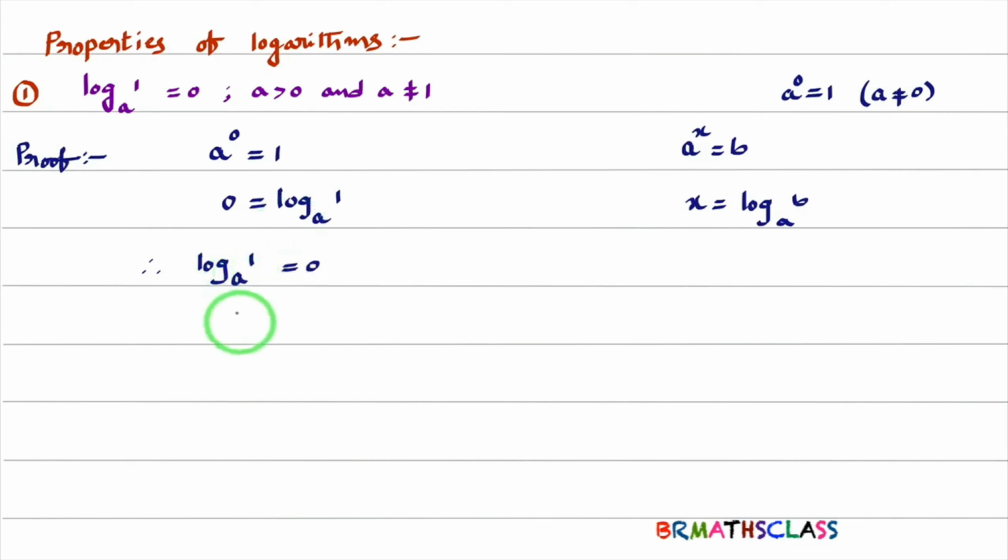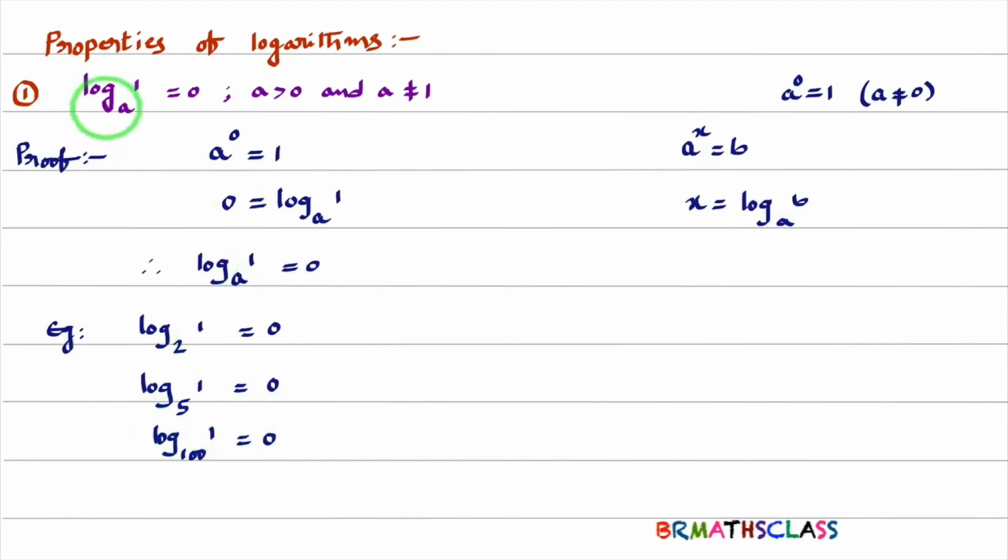From now onwards, we use this property as a formula. For example, what is the value of log 1 base 2? As per this property, its value will be 0. Directly you can write it. Log 1 base 5 value is 0. Log 1 base 100 value is also 0. So what you learn here is log 1 base a is 0.